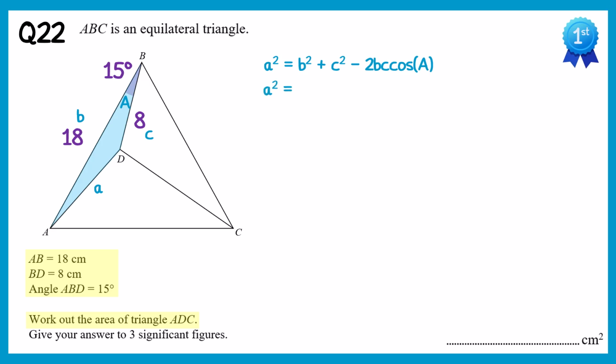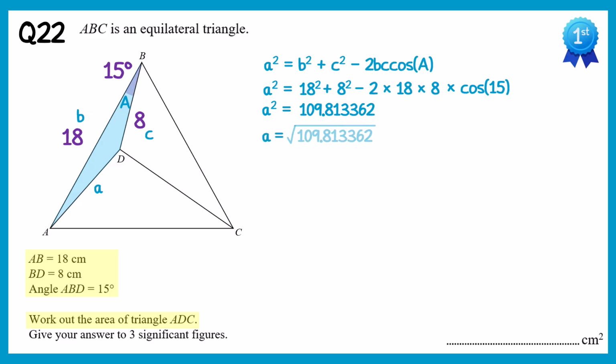So we have a squared equals b squared, so that's 18 squared, plus c squared, so that's 8 squared, minus 2bc, so minus 2 times 18 times 8, and then times cos of capital A, so cos of 15. So we have a squared equals, and this entire right-hand side could be put into your calculator, and it will give you this number here. To find the value of a then, we can just square root both sides. So we'll get a equals the square root of this number, which gives you this number here. So we've now found the length of DC, so let's replace the a on the diagram with 10.4 and so on. Next I'm going to work out the angle DAB, which is the one in the bottom left here.